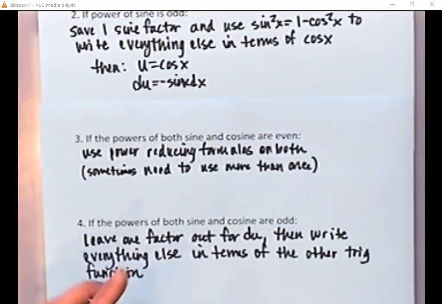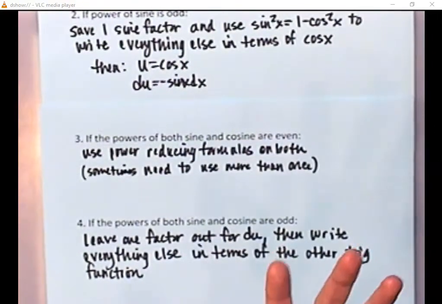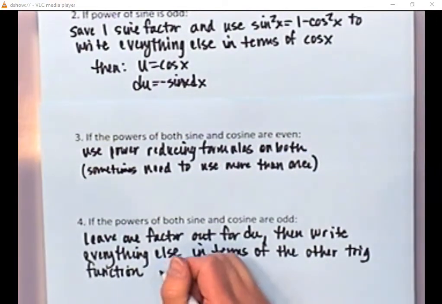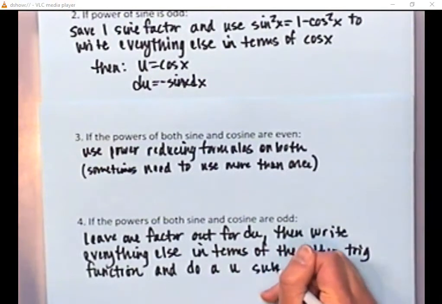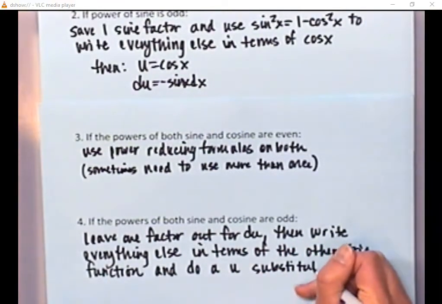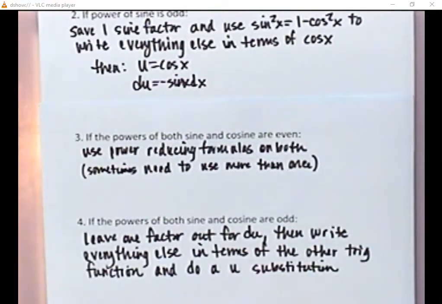If you leave the cosine out, then you need to write everything else in terms of sine. If you leave the sine out, then write everything else in terms of cosine, and then make the substitution. So I'll write that here and do a u substitution. Those are the strategies if you have different powers on sine and cosine.